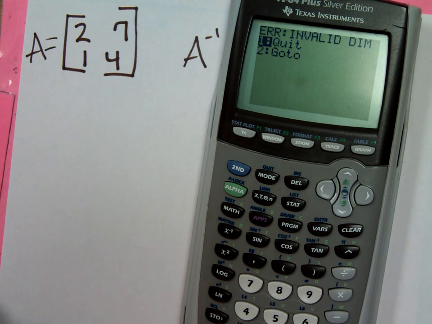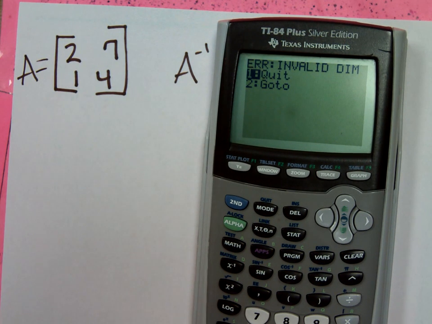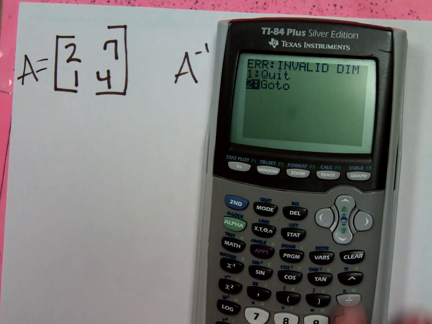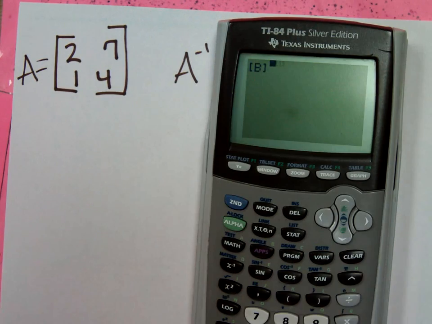See, it says those are invalid dimensions, okay? Because what I have stored for B is a 2 by 4. And we only find inverses of square matrices. So that's why it's saying, hold up, can't do it. There's a problem here. B right here can't be done, okay?